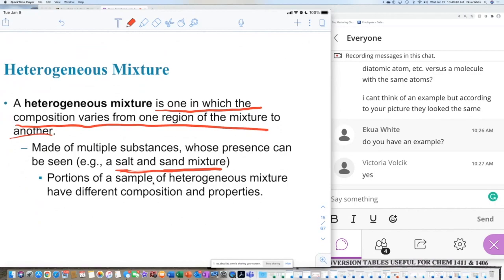Okay? With salt and sand mixture, no matter how you stir, this will always look not uniform. You will always be able to tell where the salt is and the sand is. Even if it's uniform, you still can tell the sand has salt in it, or the salt has sand in it. Okay? So you can tell. Or if you take sand and water, this will still look heterogeneous.